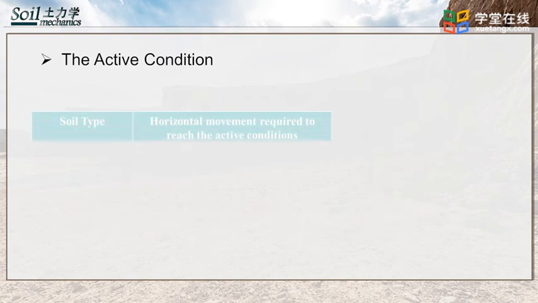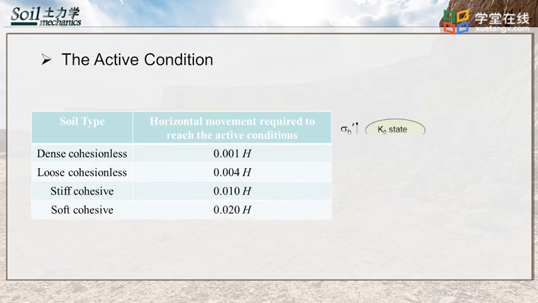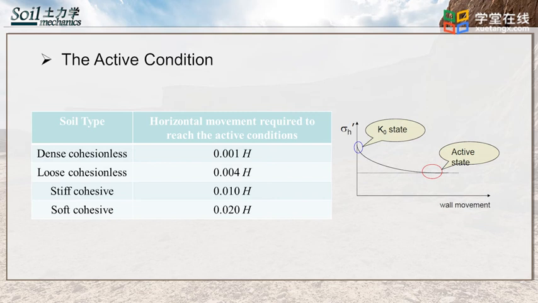It should be noted, active condition occurs only when certain wall movement is reached. This table shows the horizontal movement required to reach the active condition for different types of soils. As we can see, the movement is related to the height of the wall H.